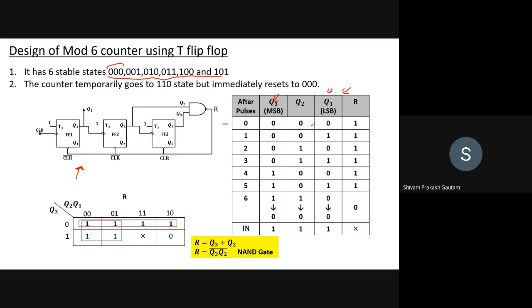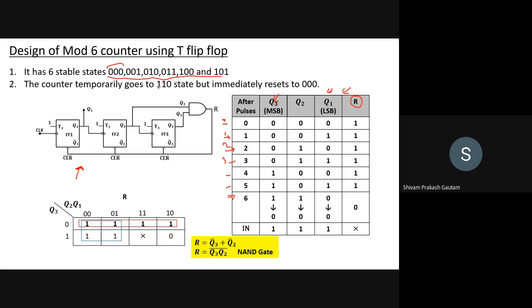Initially, all of them are 0, 0, 0, and this is acting as a reset, so you can see this is 1. After the first clock pulse, this is representing the decimal number 0. This is decimal number 1; Q1 has become 1. This is after the second clock. This is decimal number 2, 3, 4, 5, and just see this state. That is the 6th state. This will be seen when it goes to the 110 state, as we were talking about.